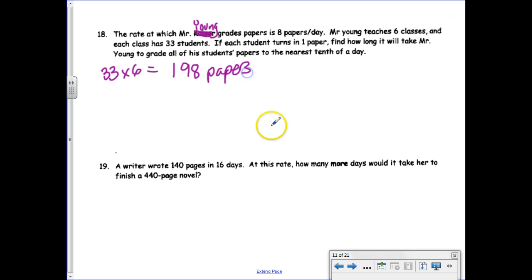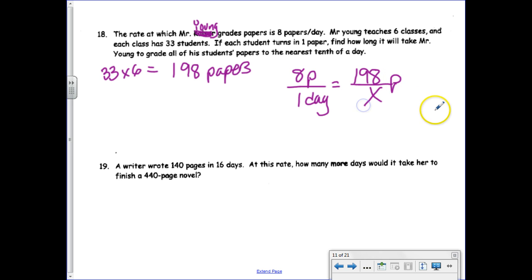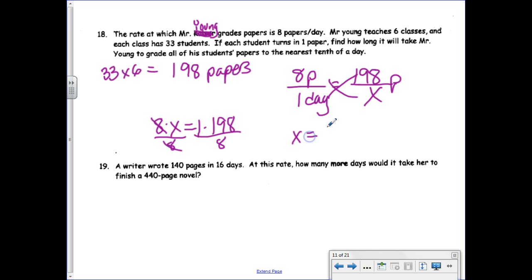Okay? 198 papers. If his rate is 8 papers per 1 day, our job is to figure out how long is it going to take him to do 198 papers. How many days is that? So go ahead and cross multiply. You get 8 times x equals 1 times 198. Then we'll have to divide by 8. When you solve this one, you end up with 24.75. You're not done yet, though.